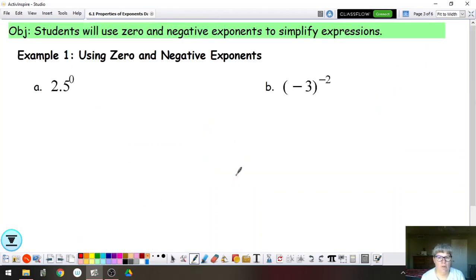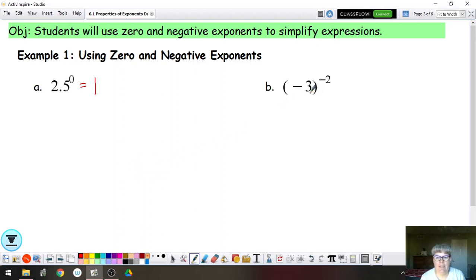So let's take a look at some simplifying that we're going to need to do. Here we have 2.5 to the 0 power. As we saw in both of our tables, anything to the 0 power is 1. You don't even really need to put much thought to it. Anything to the 0 power is going to be 1.